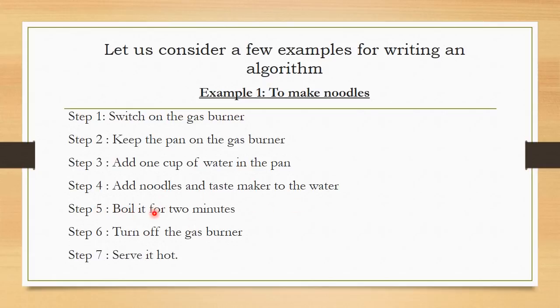Step 5, boil it for 2 minutes. Step 6, turn off the gas burner. Step 7, serve it hot. Over. Your noodles is ready.